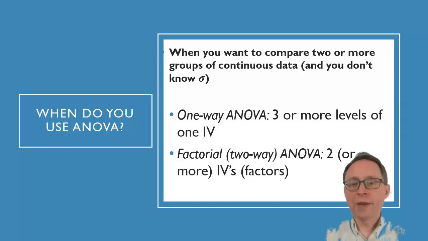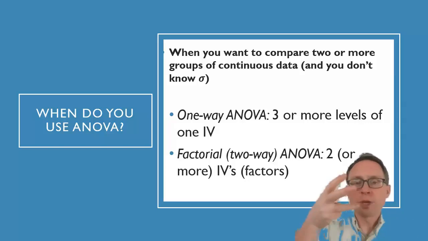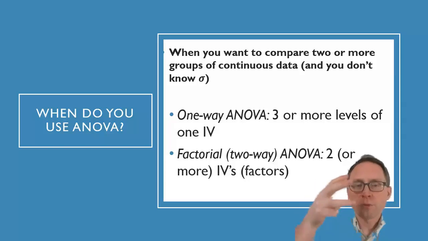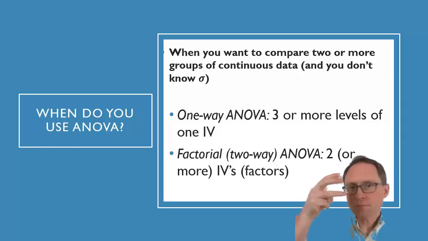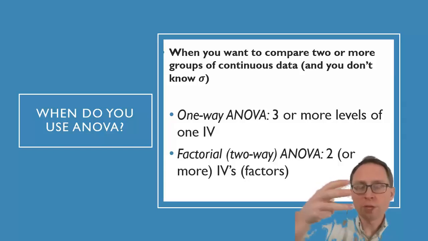Factorial or two-way ANOVA is when you have two or more independent variables, and we call those factors. That's going to be the next chapter, so we'll worry about that a little bit later. So let's begin talking about one-way ANOVA. This is where we've got three groups that we want to compare to each other. They're three levels of the same variable. For example, artist would be the variable, with three levels.